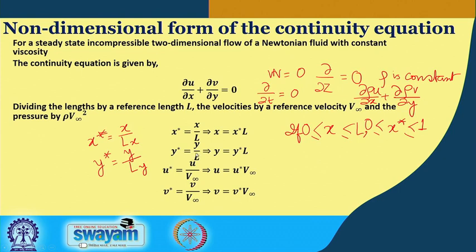Okay. So for simplicity's sake, here we are taking these two L's, that means in this case we are taking Lx equal to Ly equal to L. Okay. So this is the understanding. Now, next coming to the velocity.